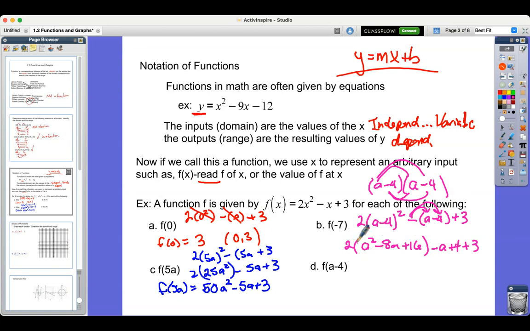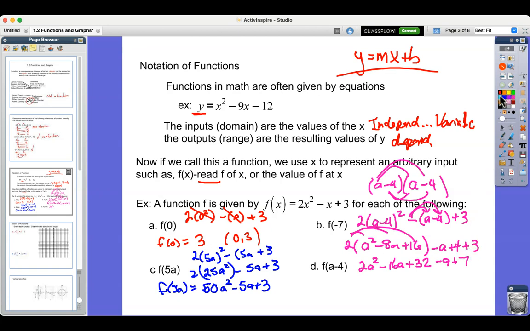Now we got this 2 in front of this equation right here. So we're going to distribute that 2. So everything in here, we end up getting 2a squared minus 16a plus 32. And then we keep everything else, minus a plus. I'm going to go ahead and combine these two, plus 7.